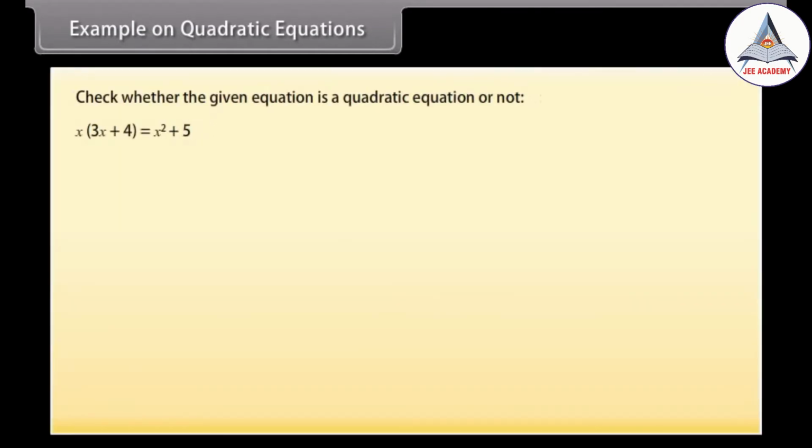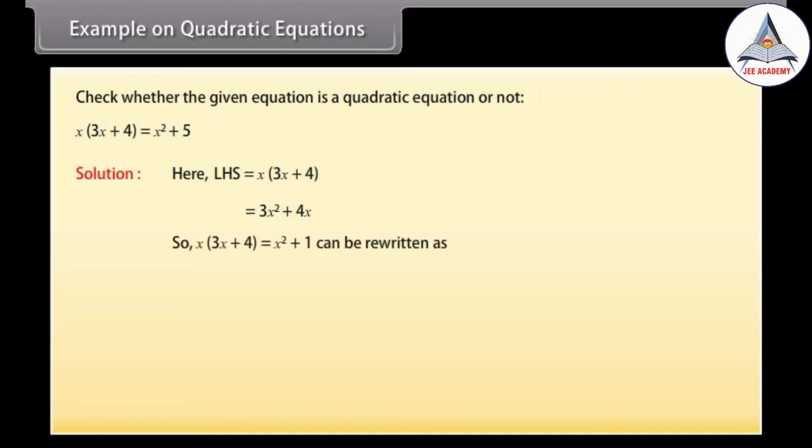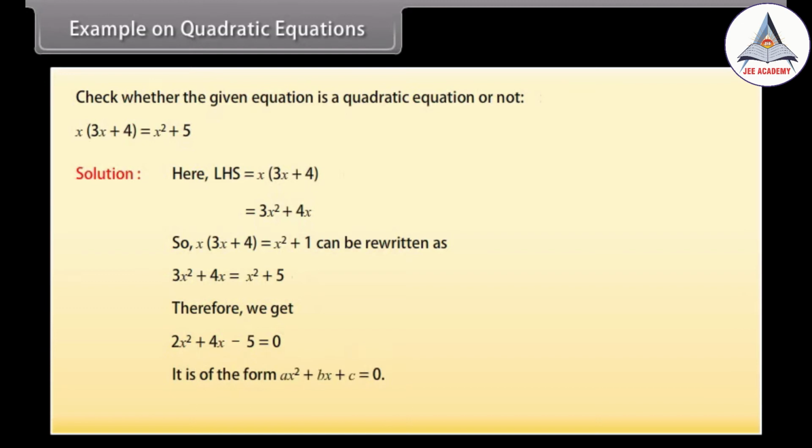Example on quadratic equations. We will now check whether the given equation is a quadratic equation or not. Solution. Here LHS is equal to x into 3x plus 4, which is equal to 3x square plus 4x. So x into 3x plus 4 equals x square plus 5 can be written as 3x square plus 4x is equal to x square plus 5. Therefore, we get 2x square plus 4x minus 5 is equal to 0. It is of the form ax square plus bx plus c is equal to 0. So, the given equation is a quadratic equation.